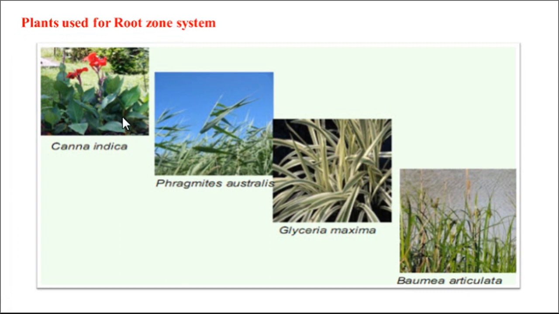Next one. These are the different plants which are very useful for the treatment of wastewater in a root zone treatment system. Generally, plants having wide leaves, or more numbers of leaves, are very useful in a root zone treatment system. So this is all about the root zone treatment system for the treatment of wastewater. This is enough for this lecture. Thank you.